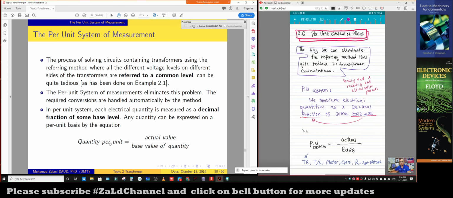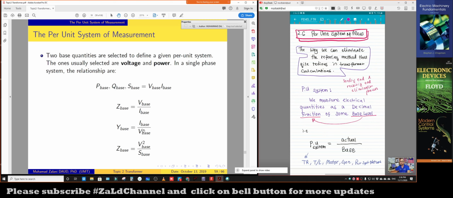Okay, so the per unit quantity is actually the actual value divided by the base value of the quantity. In other words, it is a decimal fraction of some base level. Basically, for the base, we choose the base.